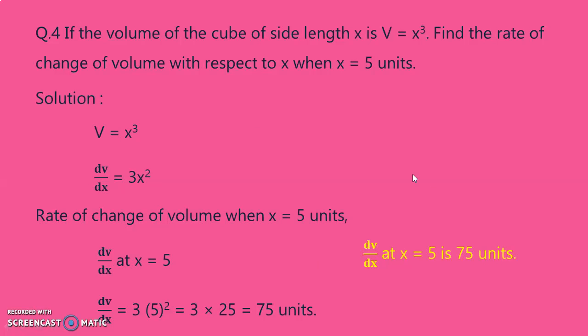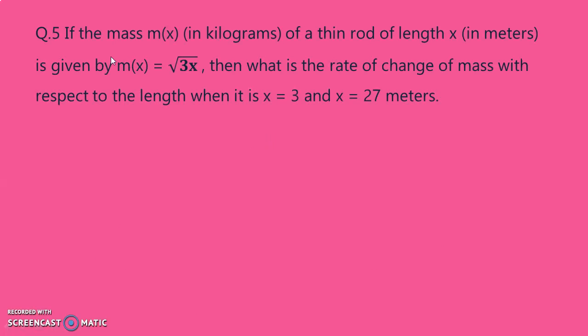So that's all about this problem. Very simple problem. We just have to differentiate this volume with respect to side length x. So dV by dx will be 3x square, and we substitute the value of x as 5, so that dV by dx at x equals 5 will be 75 units. Can you understand? Let's move on to question number 5.